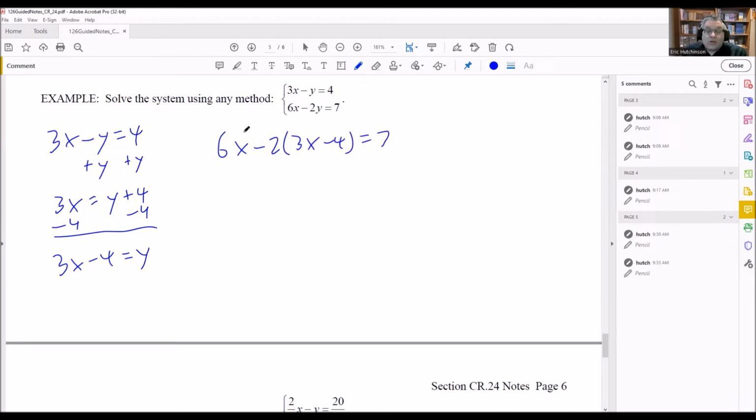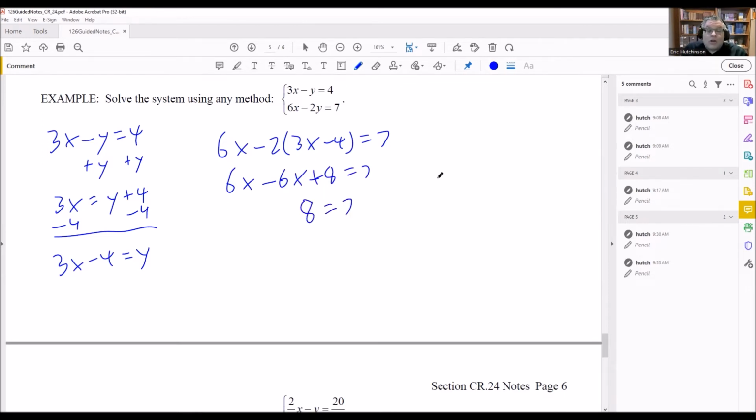Okay, so now I've eliminated the y, so now I have just x as the main variable, so I can solve for it. That's what we'll do next. 6x minus 6x plus 8 equals 7. The x's cancel out, and we get 8 equals 7.